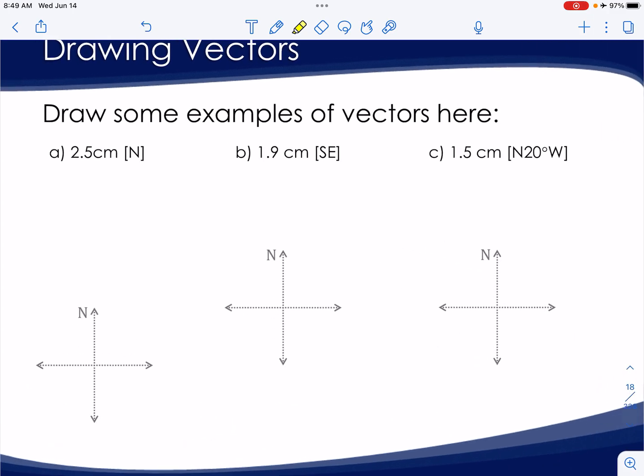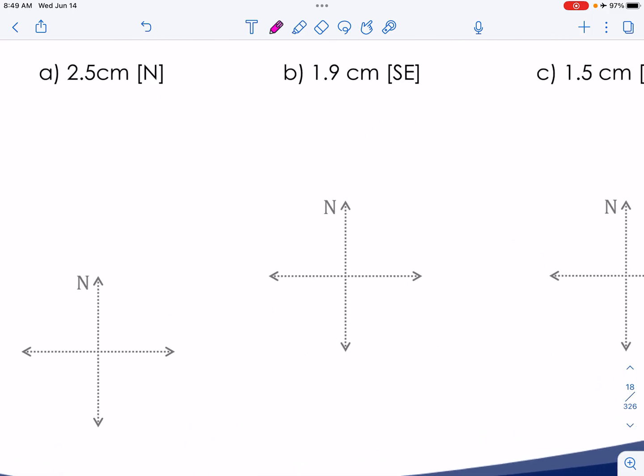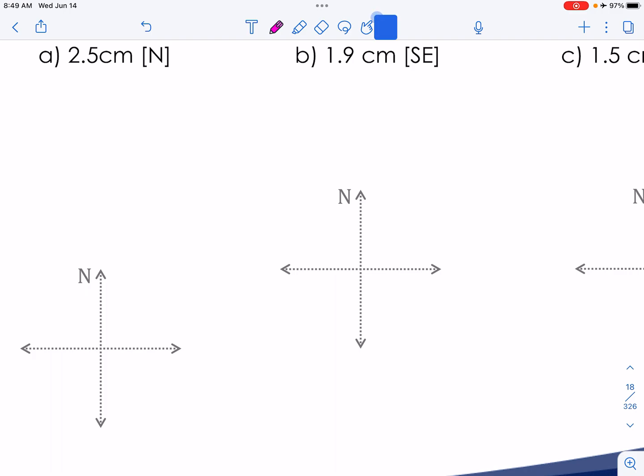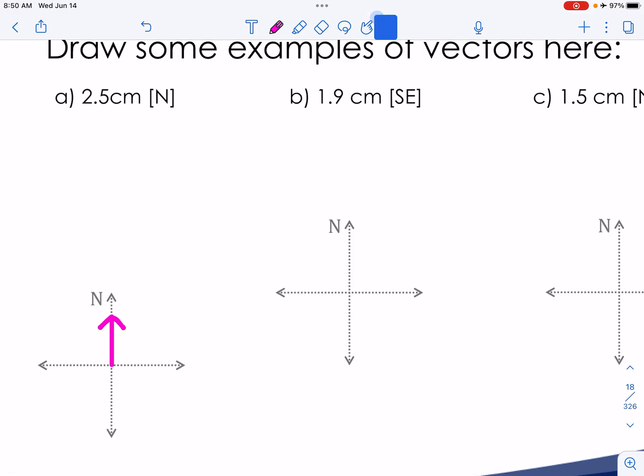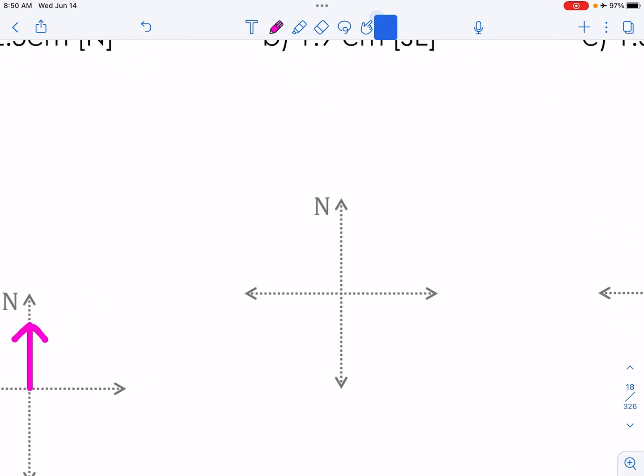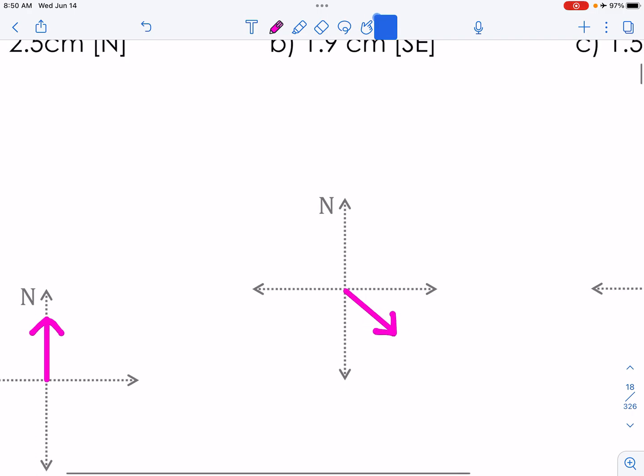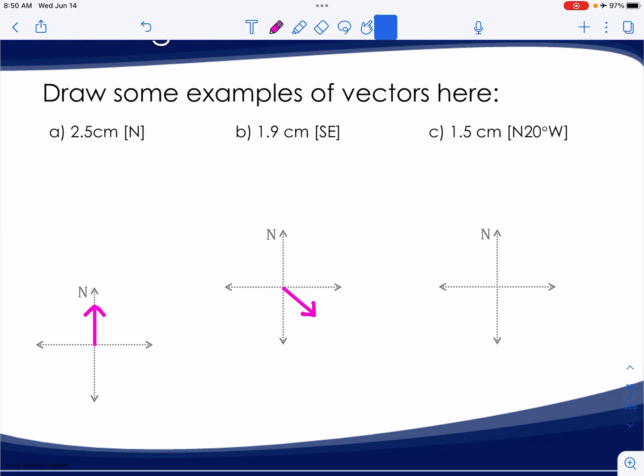But you'll get the general idea of it. So here, if I'm doing 2.5 centimeters north, I would measure out 2.5 centimeters, draw a line, and then draw an arrow. Now here, 1.9 centimeters southeast. It doesn't give you the exact angle, but we can do a general idea. So here, I could go something along these lines. And the third one, 1.5 centimeters north, 20 west.